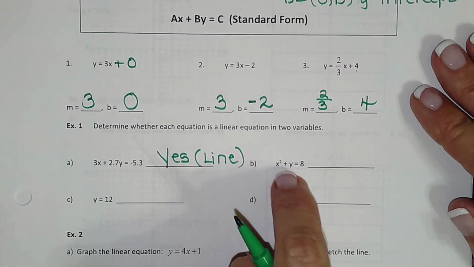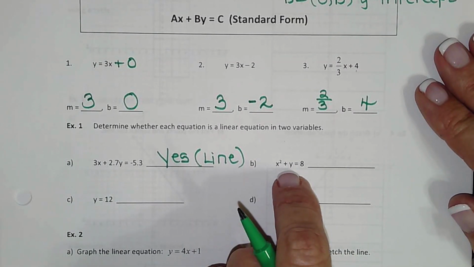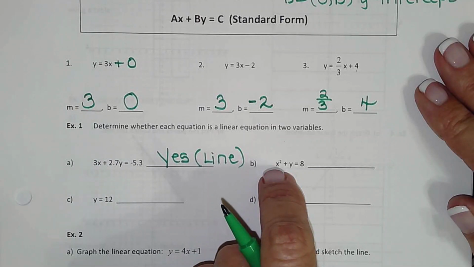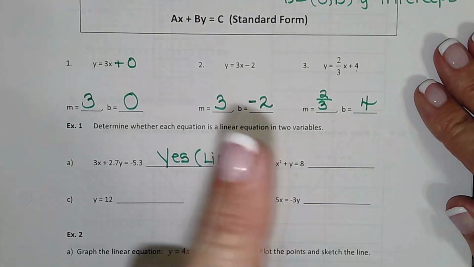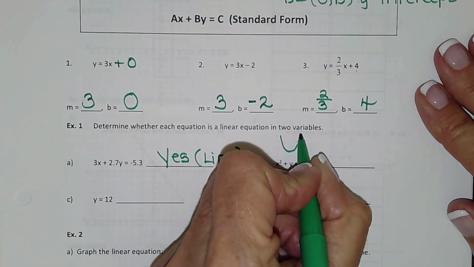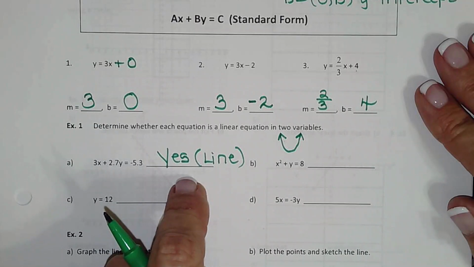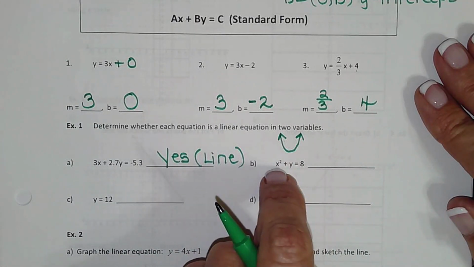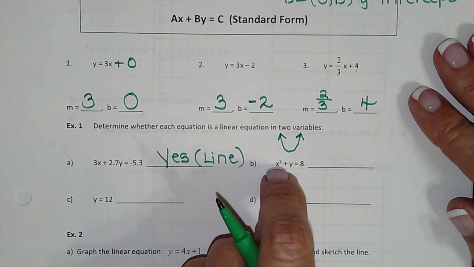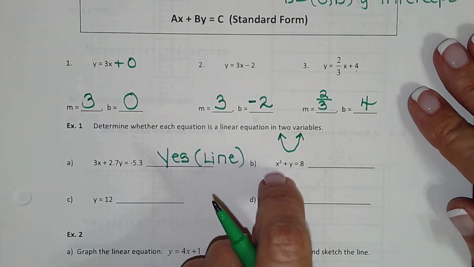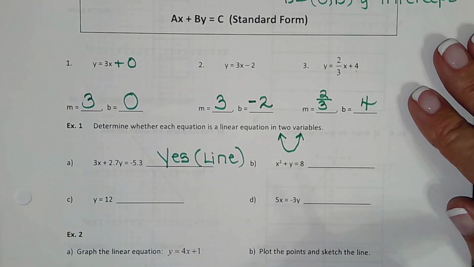So on B, this is what disqualifies it. Anytime there's a squared, x is squared, it's actually going to be a parabola. That's what you study in the next class after this one. We study lines. In the next class, you study parabolas. So anytime the highest power is 2 and it's on the x, it's going to be a parabola.